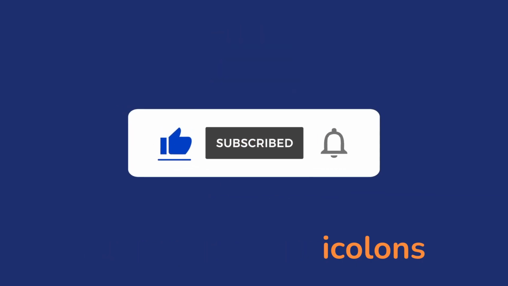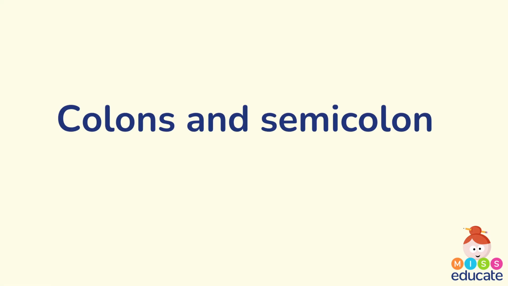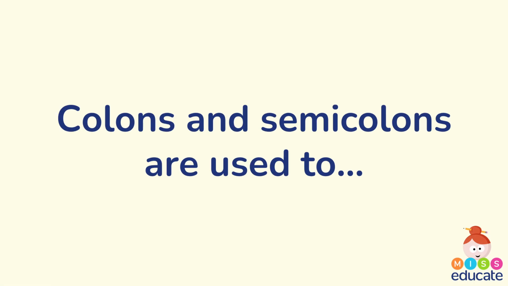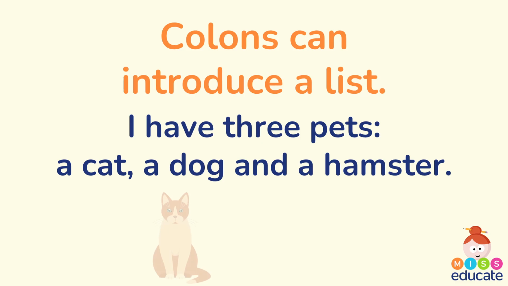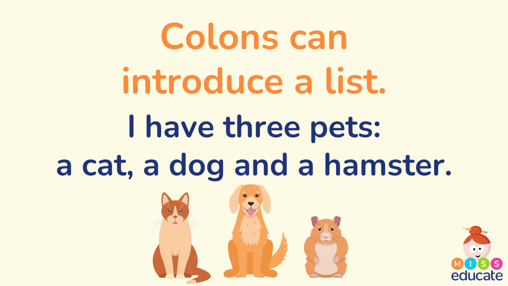Today we are going to be exploring the use of colons and semicolons. So, how are colons and semicolons used? Well, colons can be used to introduce a list. For example, I have 3 pets: a cat, a dog and a hamster.